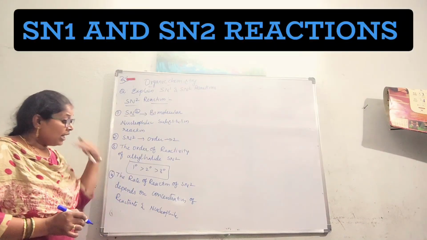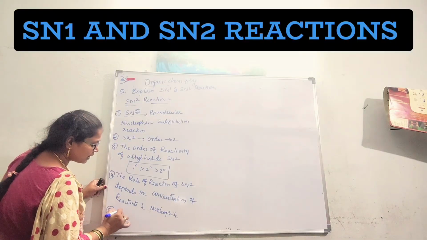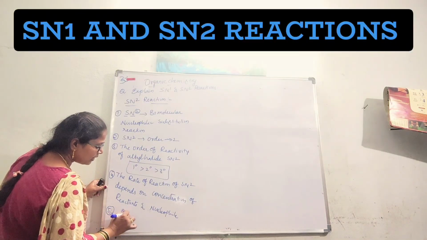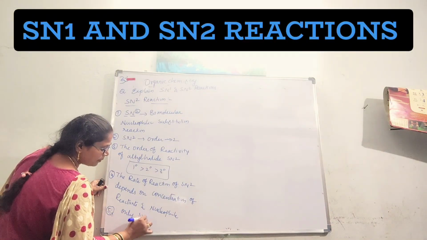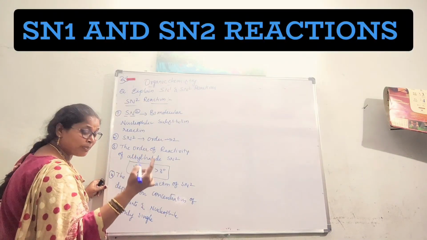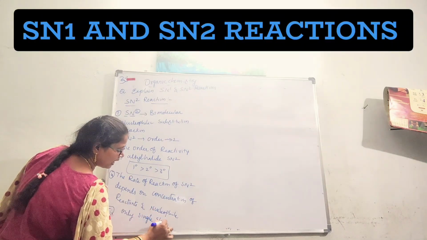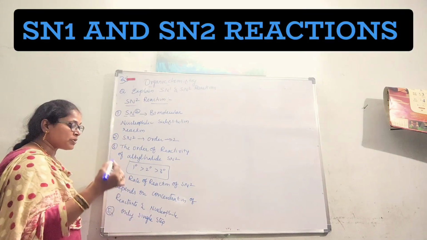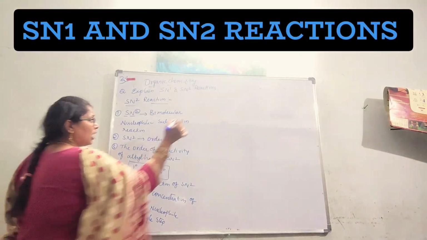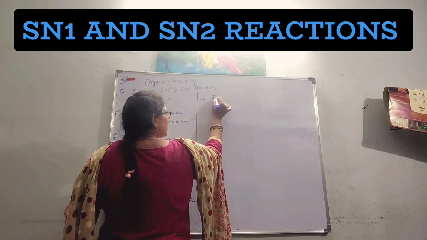This takes place in only a single step, whereas in the case of SN1 it takes place through a two-step mechanism. But SN2 takes place in only a single step. And here in the stereochemistry, we can observe the Walden inversion. Inversion only, inversion configuration.